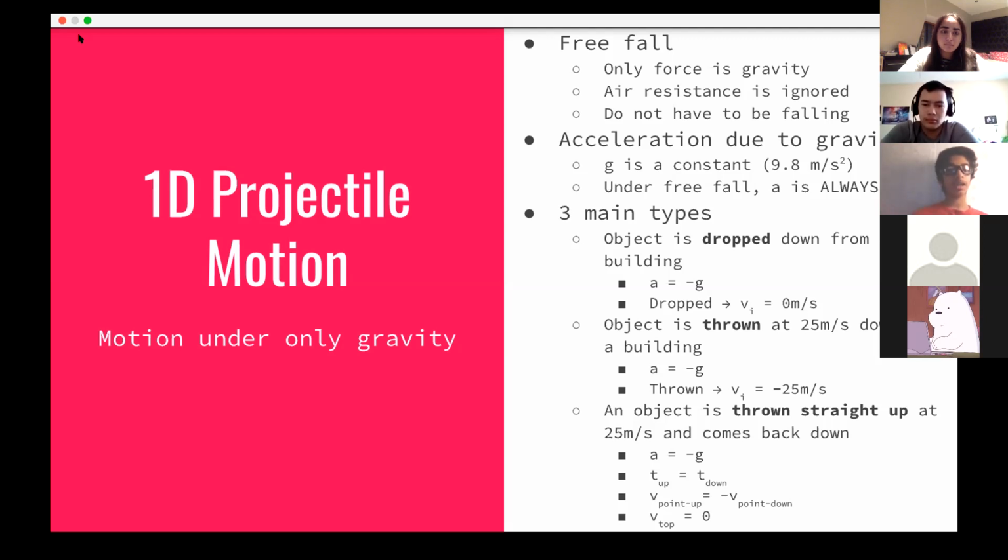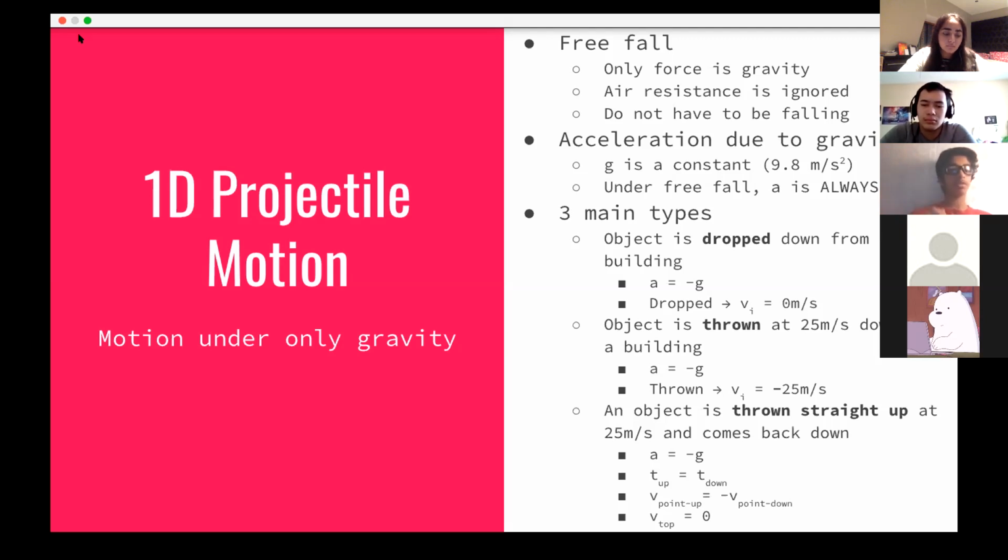There are three types of motion of free fall. The first one is that you drop the ball down from, let's say, a tall building. In that case, acceleration is negative 9.8 meters per second squared.